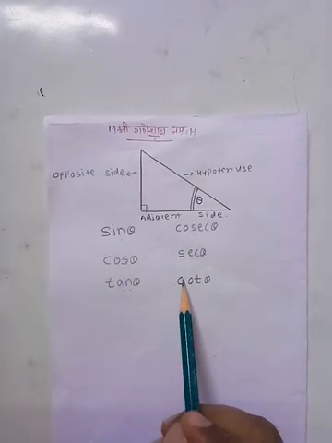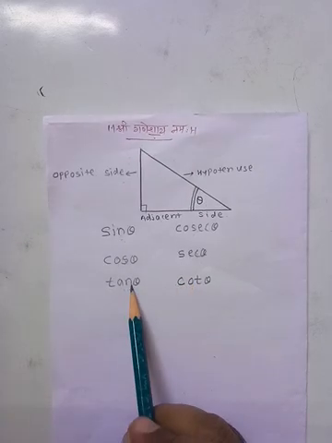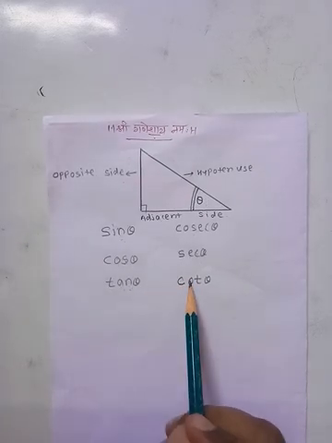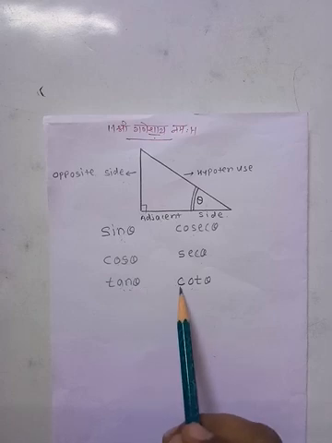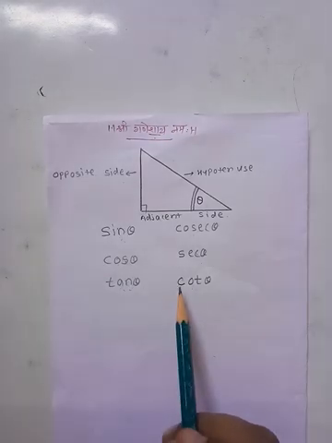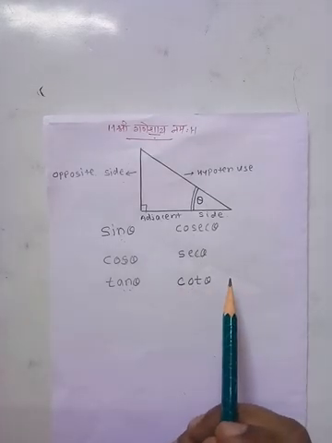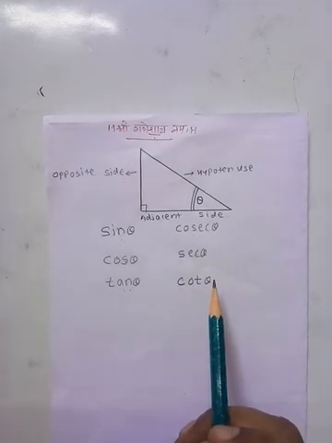1 by tan theta is cot theta, and 1 by cot theta equals tan theta, and these are inverses. The product of the values of inverse ratios is 1. Then tan theta into cot theta is equal to 1. Let's take the next example.